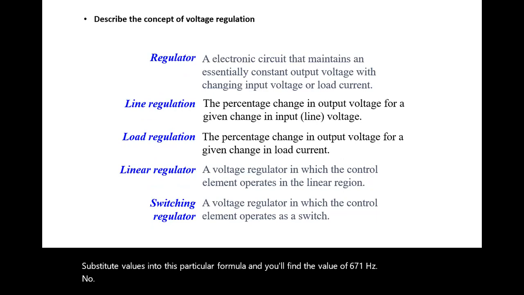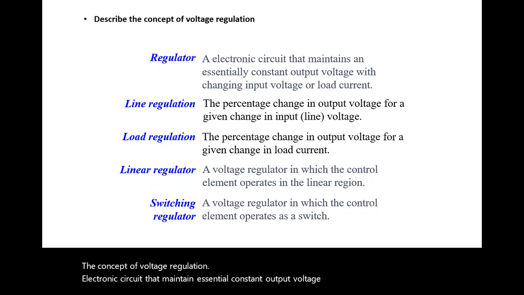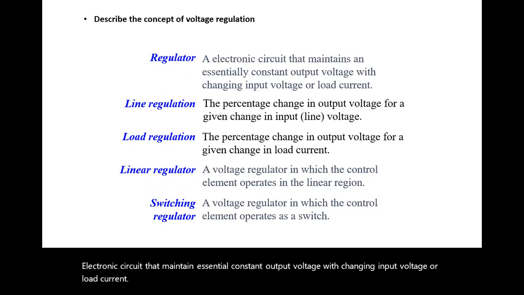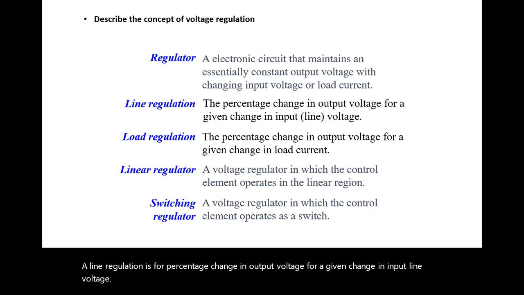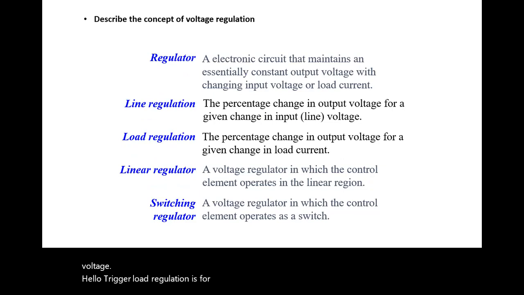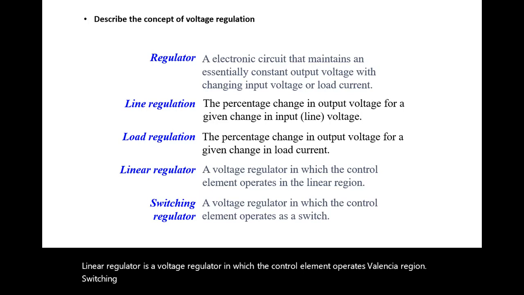Now, describe the concept of voltage regulation. It is an electronic circuit that maintains an essentially constant output voltage with changing input voltage or load current. Line regulation is the percentage change in output voltage for a given change in input line voltage. Load regulation is the percentage change in output voltage for a given change of load current. A linear regulator is a voltage regulator in which the control element operates in a linear region. A switching regulator is a voltage regulator in which the control element operates as a switch.